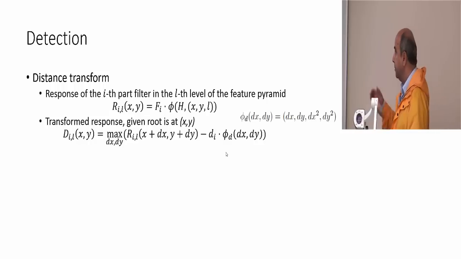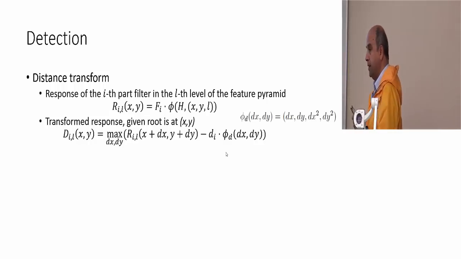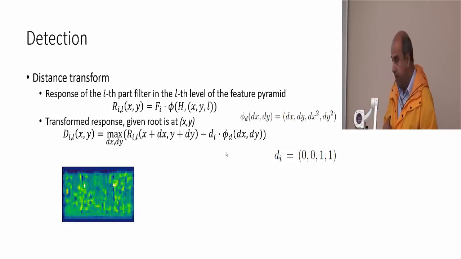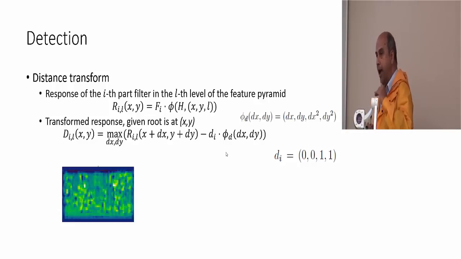So as you remember, the 5D is dx dy, dx square, dy square, which is known. If you know dx dy, how much you want to move, then that's fine. And di is also known, we learned that. Let's assume we have already learned this, then it's very easy. So this is the response of the ith part filter applying to the image, and this is HOG. This is the response of HOG to that filter.